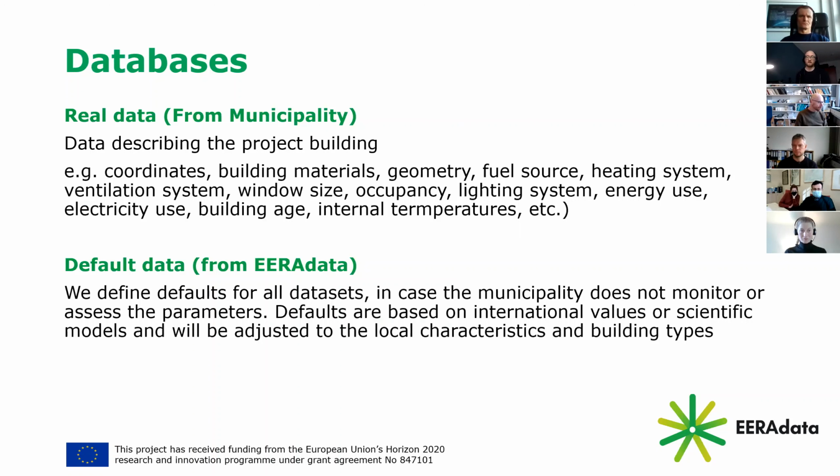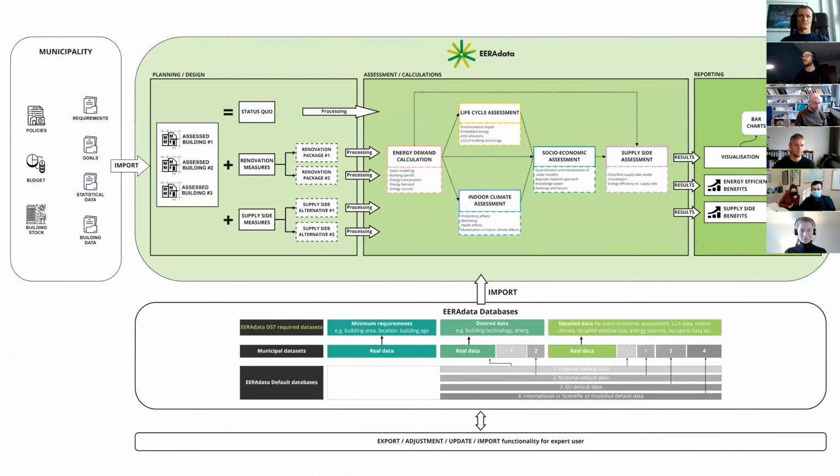But if data is not available, we are able to override the information with default data, which is prepared for each region, to see, okay, if we don't have a specific building U value, we take the average U value for this building age. This is the plan for the data. This is, I think, hard to see probably, but I just wanted to show the different elements.